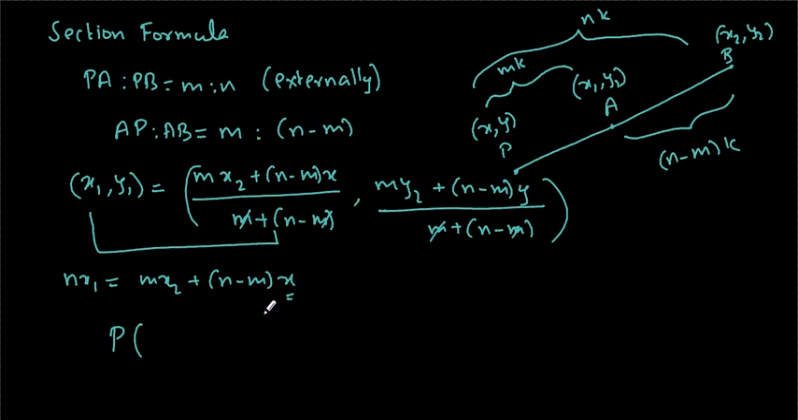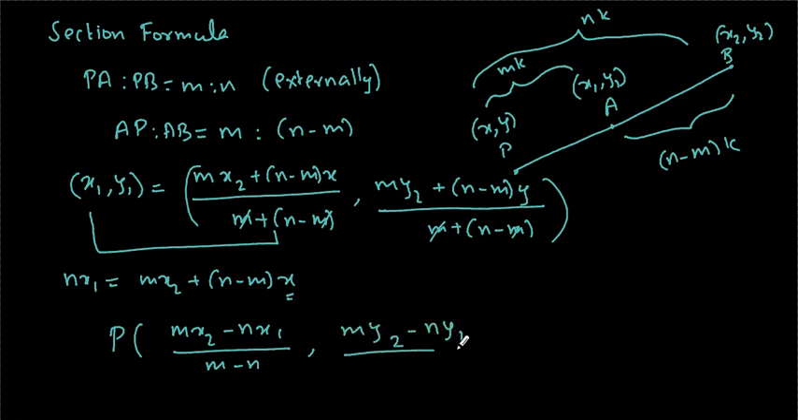The x coordinate of P will be (m x2 minus n x1) by (m minus n). Similarly, the y coordinate will be (m y2 minus n y1) by (m minus n). This variation is called the external section formula.